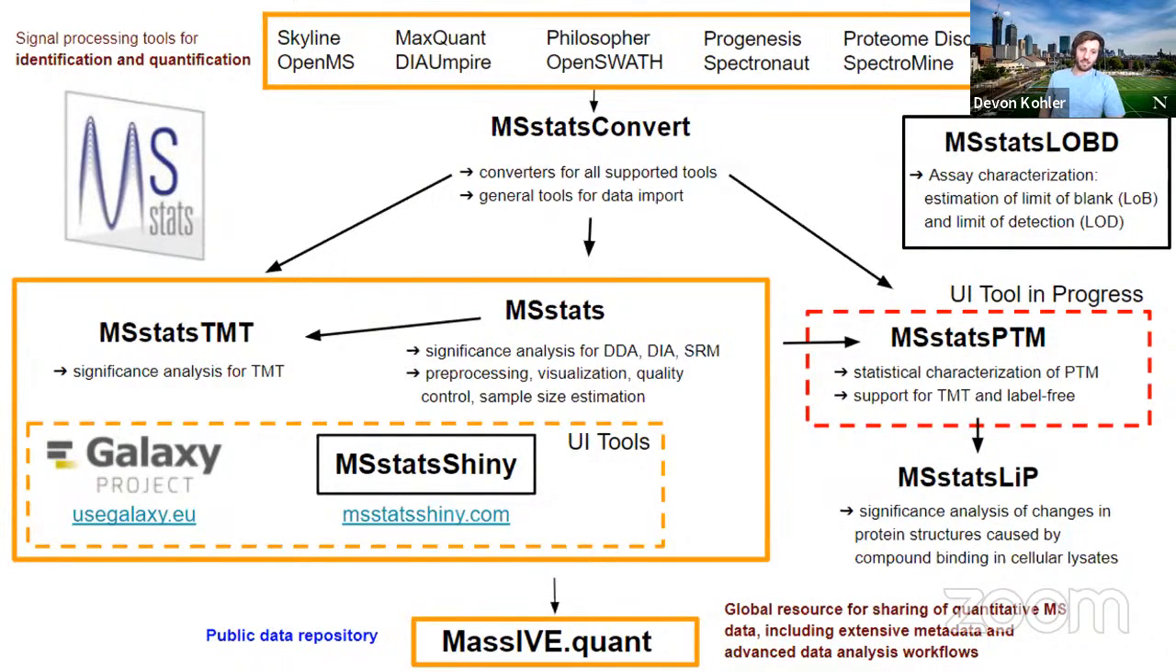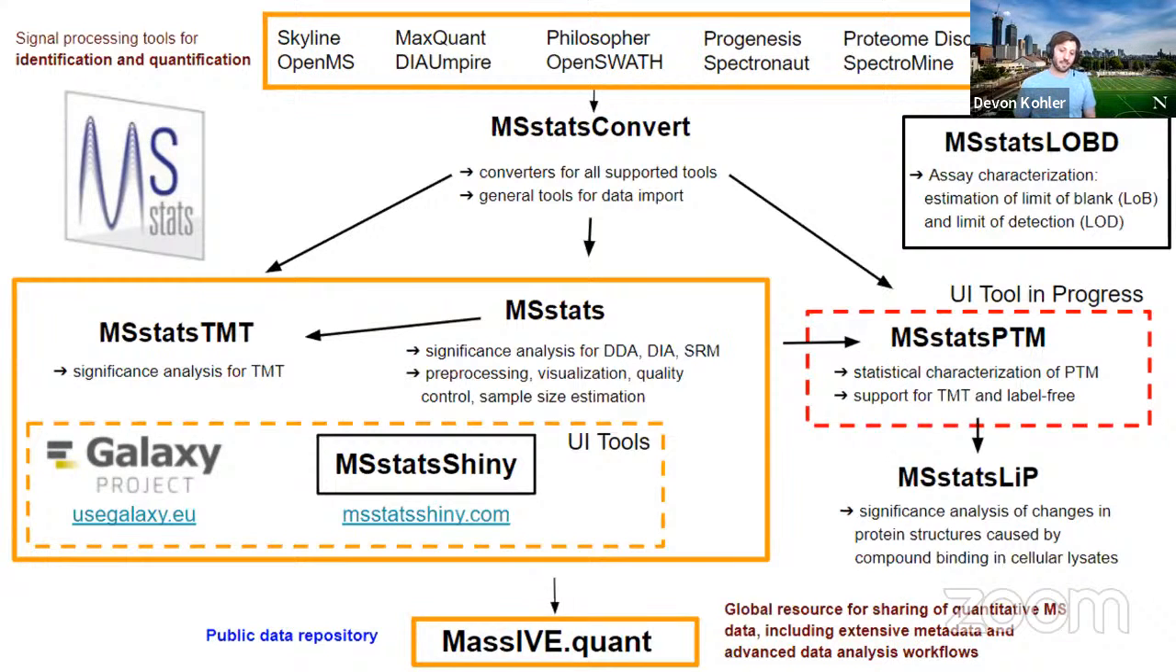And then you'll see, not really with any arrows pointed to it, MSstatsLOBD, which is for estimation of limit of blank and limit of detection. It has some functions for calculation and visualization, but it doesn't really rely on anything, so it's kind of there on the side. But it is on Bioconductor, so you can use it if you would like to.